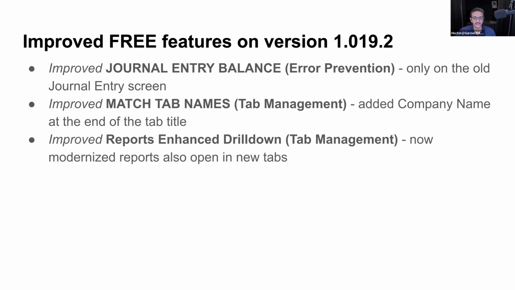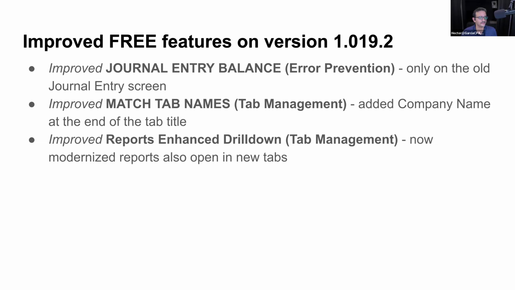Let's talk about new and improved features, and I'm going to give Mark the ability to do this demo, but I'll walk through really quick the free features that we added in January on version 1.019.2. So one, we improved the journal entry balance feature. It's actually not a very popular feature. I'm not saying that it's unpopular, it's just not used as often. So maybe when Mark showcases, you'll get to see whether you see value in that.